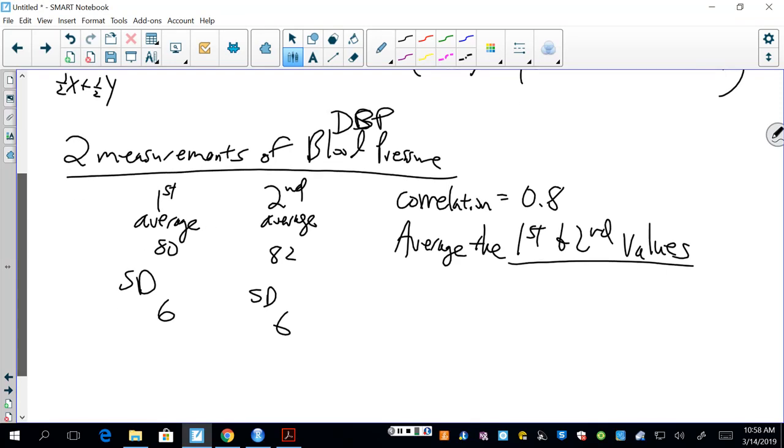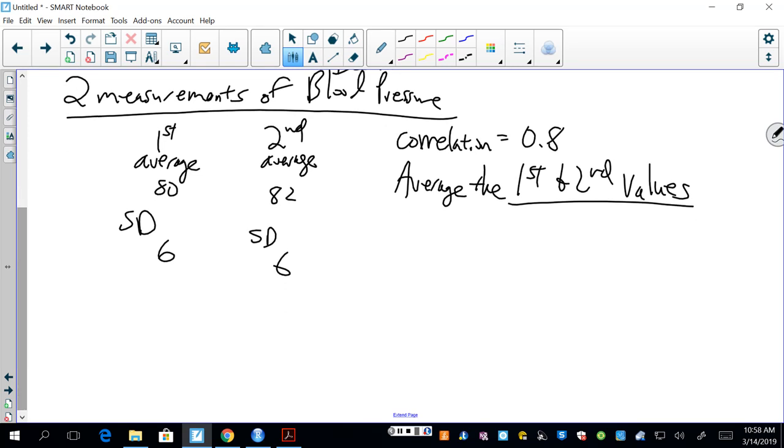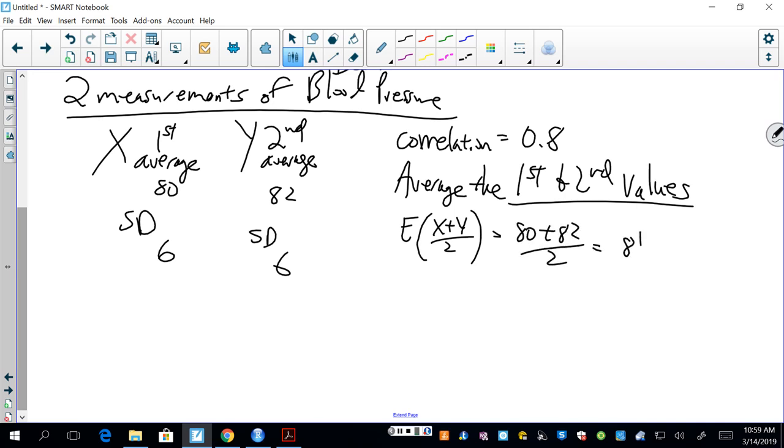What's the expected value? If x is the first measurement and y is the second measurement, we average these two things together. The expected value of the average is just the average of the two average values, so it's going to be about 81 on average. Diastolic blood pressure. What's the variance of our average?